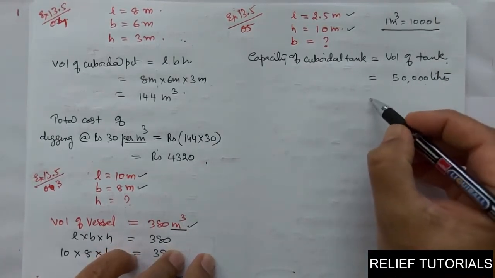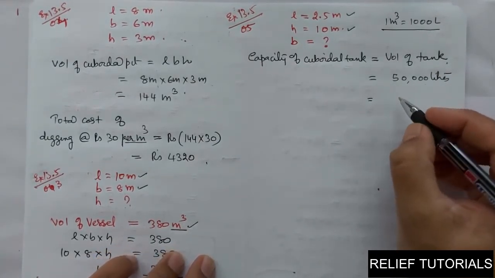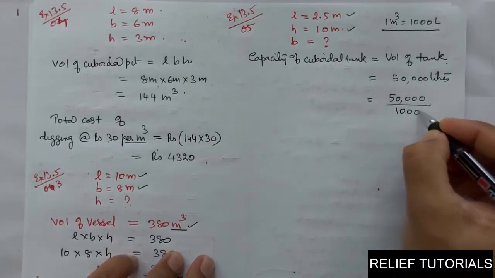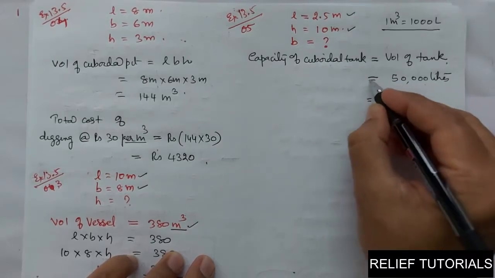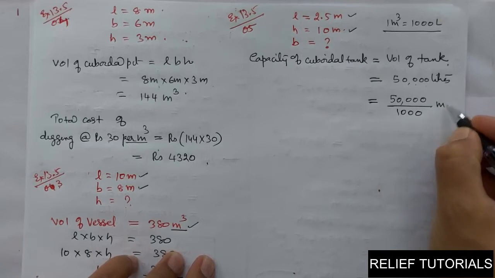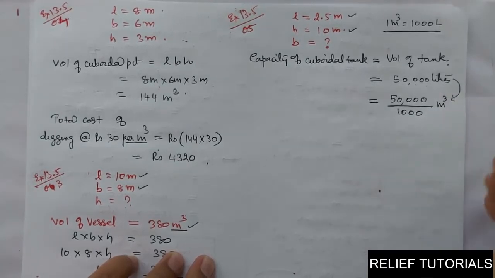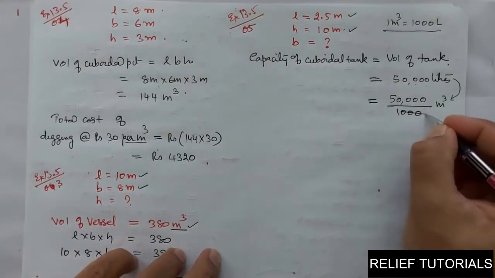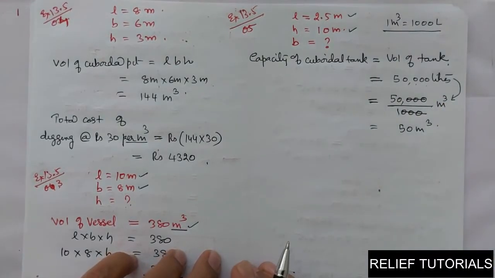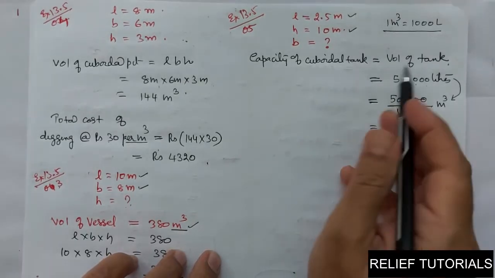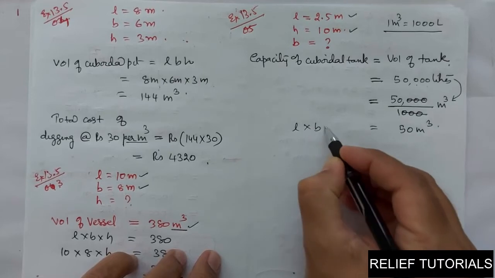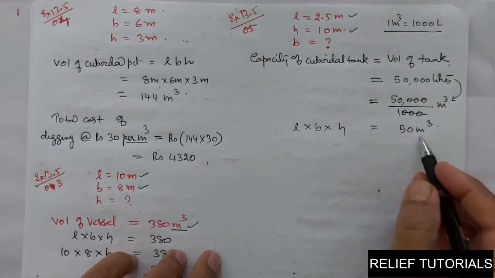So we will divide this by 1000. Clear? So we will get 50,000 upon 1000, not liter. 50,000 and 50,000 upon 1000 will never be equal. Here will come meter cube. So liter is converted into meter cube. In short, we got 50 meter cube. So this is the capacity of the cuboidal tank, that is the volume of the tank. So volume of cuboidal tank, L into B into H, is equal to 50 meter cube.